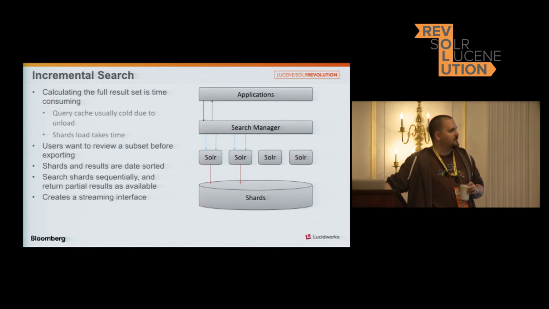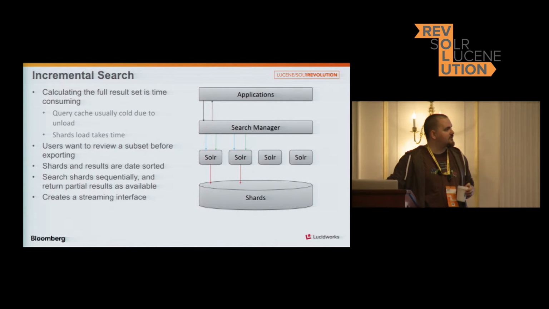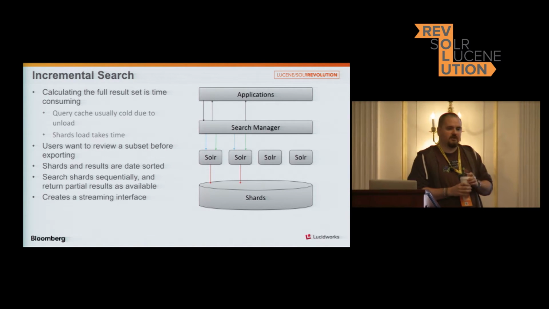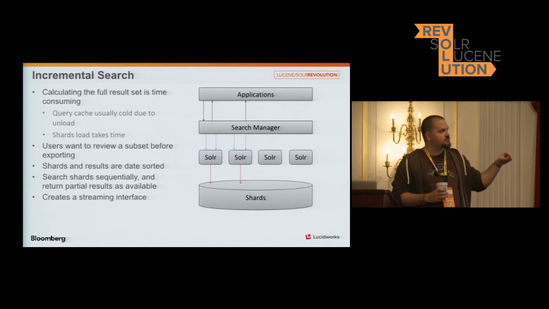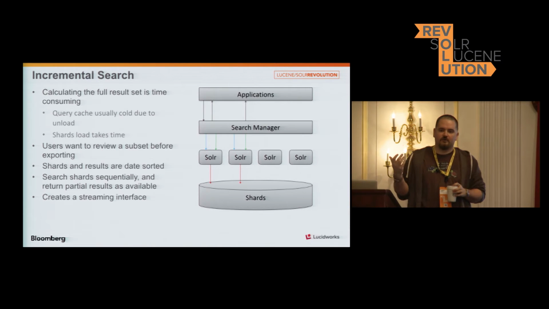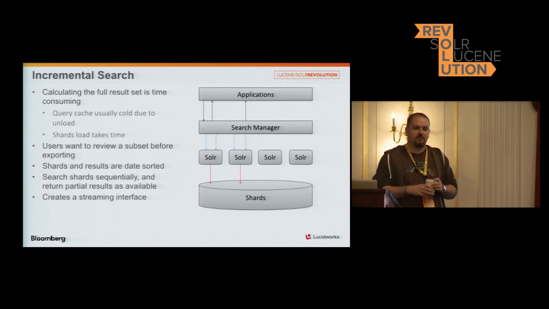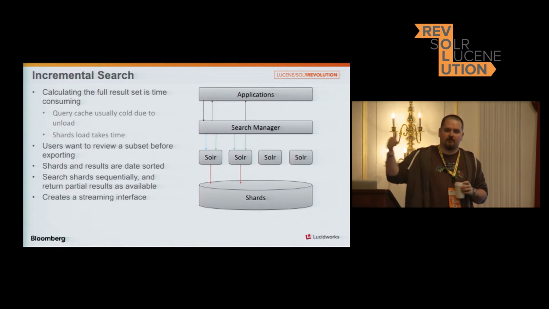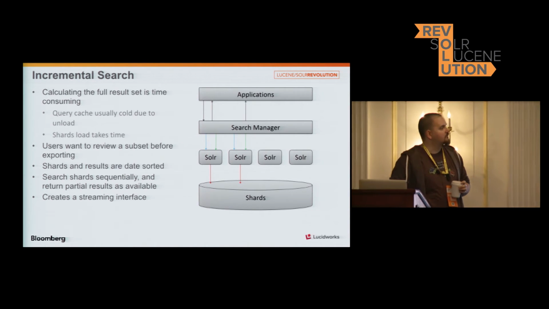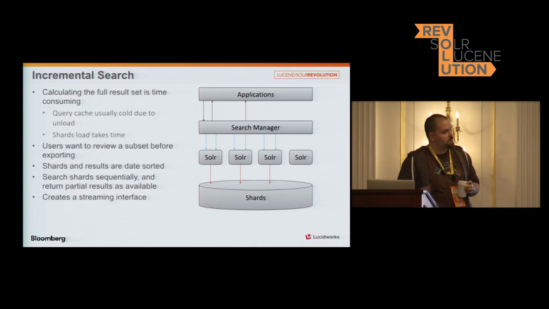Then, in the background, we'll send the load request for the next shard to a different Solr server and send a non-distributed search to that. And then in the search manager, we're going to aggregate the facets and hit count and results from the first shard and the second shard, and then send another response back up to the application. And then the user will just see their hit count tick over, and all of their facets update. So then we repeat this for all of the shards.